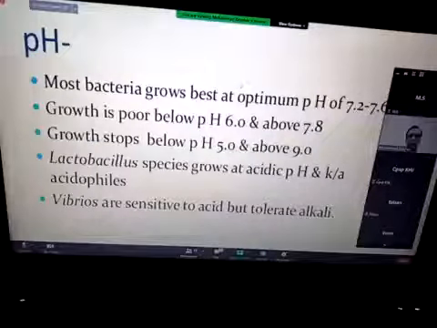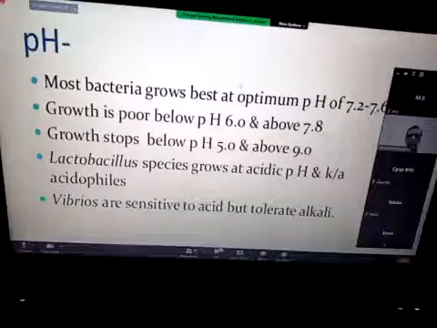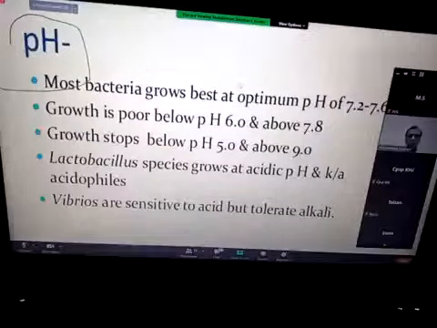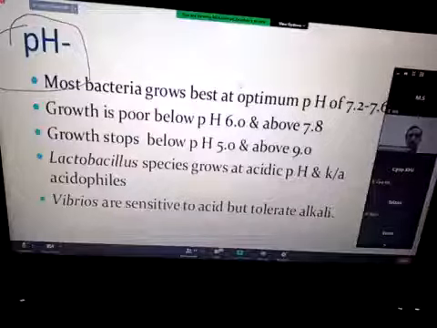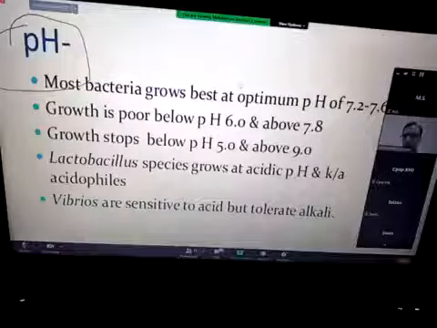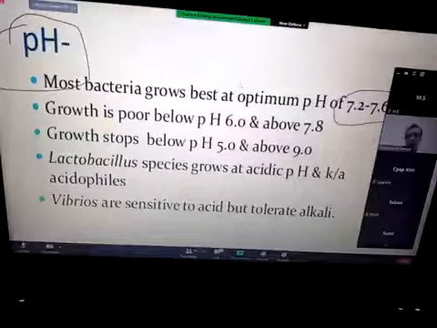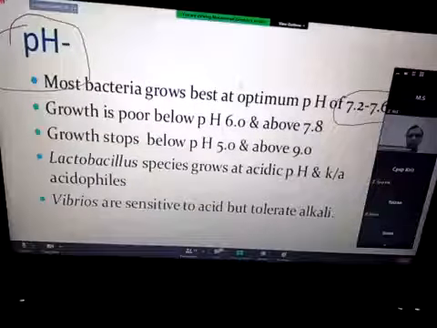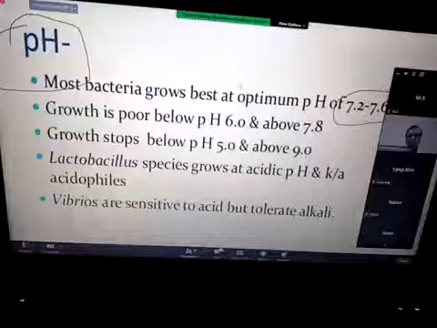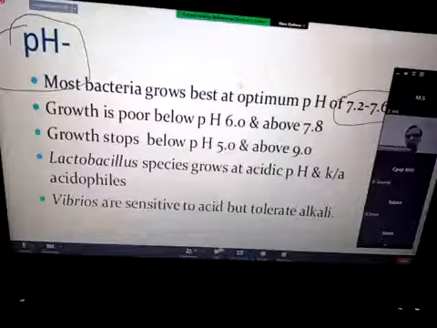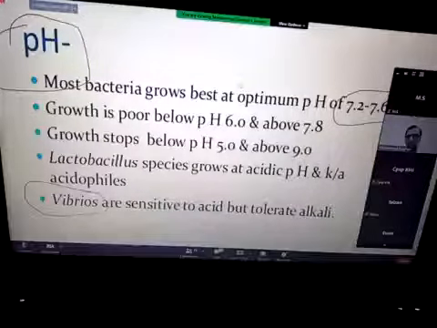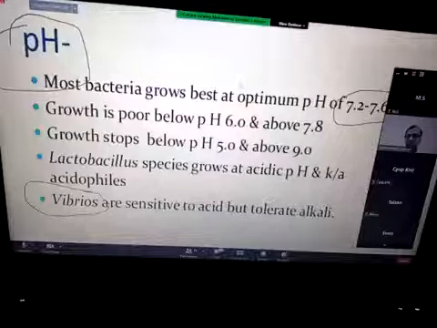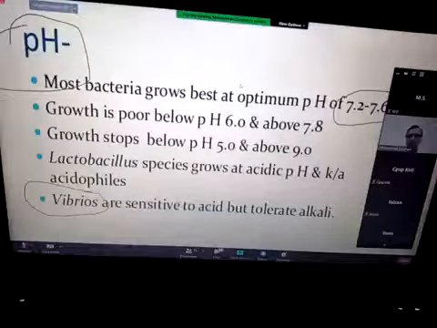Again, pH is very important, as we know that for any growth, for any life, pH is very important. We have to maintain a good growth environment by using different pH. In the clinical lab, we use the appropriate pH for the growth of bacteria. Some bacteria are very sensitive to changes in pH, like Vibrio cholerae. If we change the pH of the environment, these bacteria will not grow. So maintaining the pH for the growth of bacteria is very important.